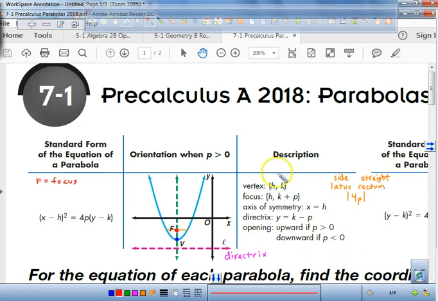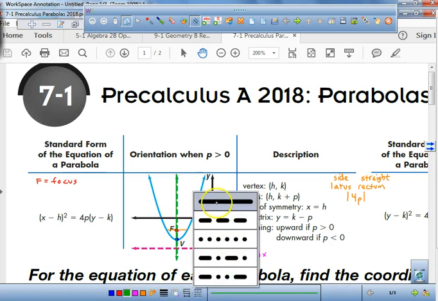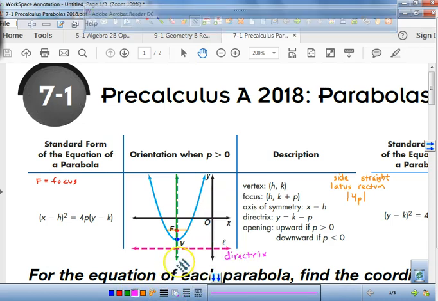All right, you have the axis of symmetry. By the way, the axis of symmetry is what splits that parabola perfectly in half right there. There's your axis of symmetry. You have a directrix. The directrix is directly underneath the vertex right here. That's your directrix. And then you have a special side that goes straight through the focus called the latus rectum. So we're going to be talking about all of these pieces.